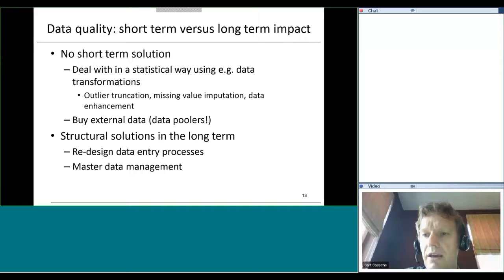If the problem is really bad and you cannot get it solved in a statistical way using any of those procedures, you may have to resort to external data as it is provided by data poolers in order to start building your first internal credit risk models. Obviously, this is just a short-term solution, and in the long term, you should think about carefully redesigning your data entry processes and set up programs for master data management such that you can guarantee that you have a high-quality internal data set that you collect in order to build better credit risk models.